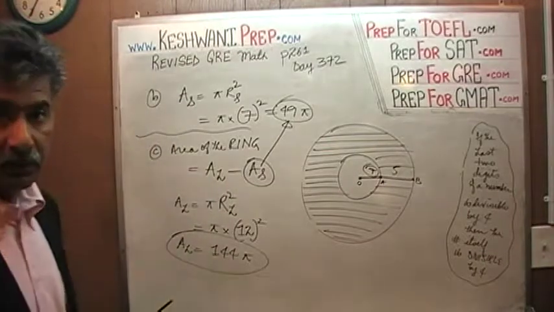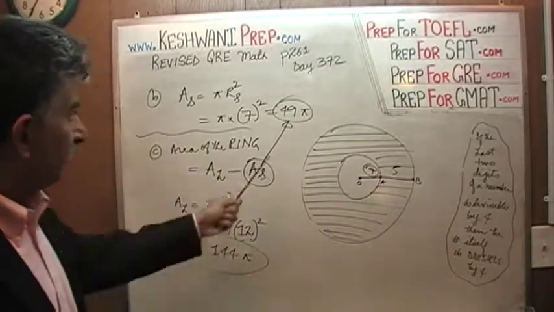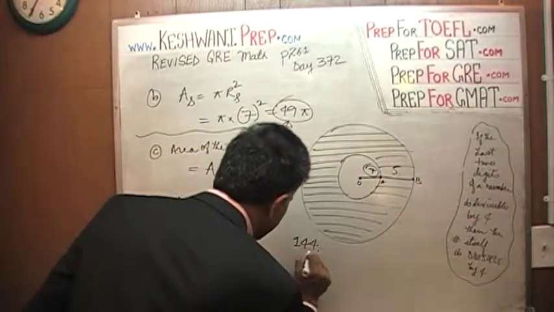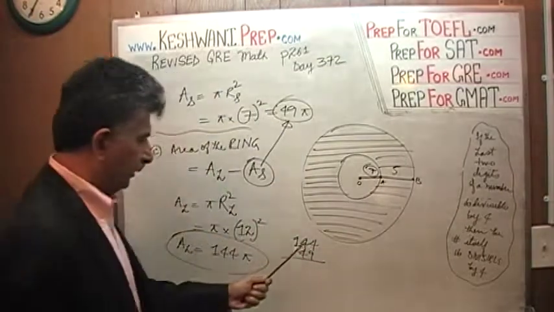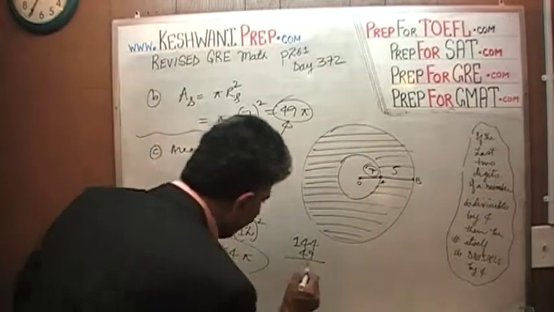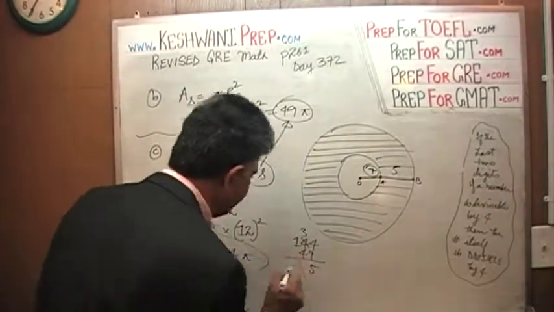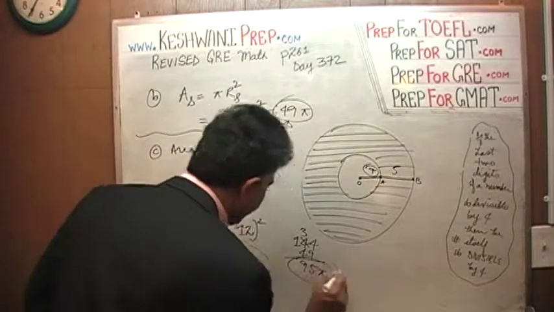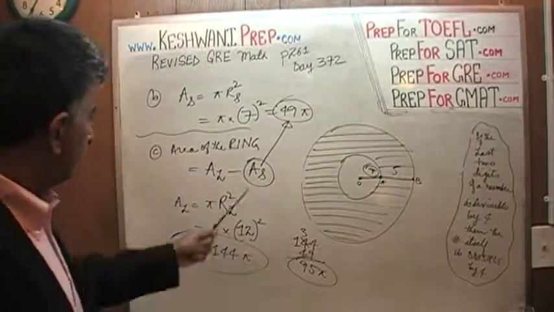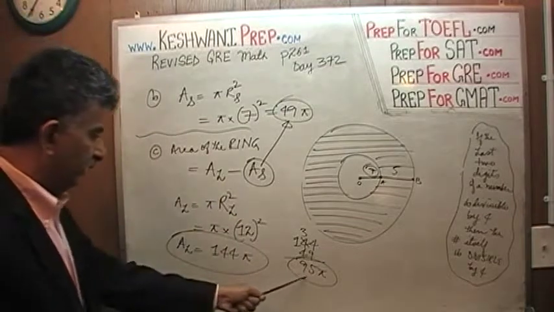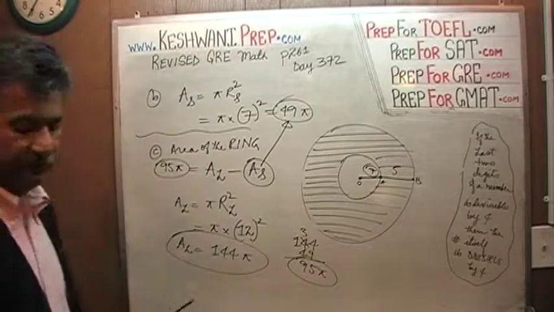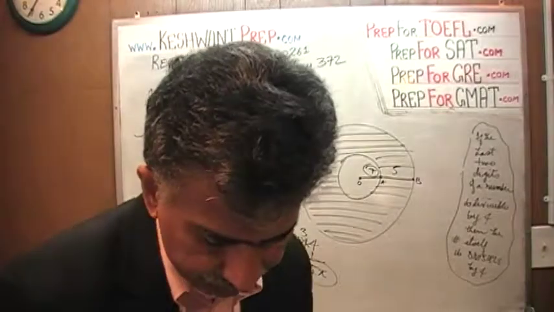And therefore, the area of the ring that they're talking about is simply 144 minus 49. Let's find out what that is. 144 minus 49. 14 minus 9 would be 5. And this guy becomes 13. And 13 minus 4 is 9. So the area of the ring that they're talking about turns out to be 95 pi. It's 95 pi. And that was it.